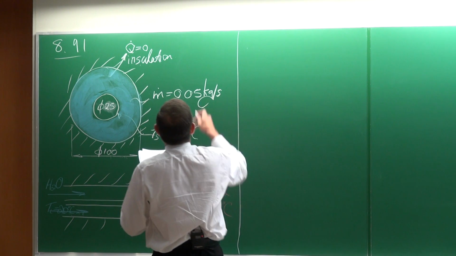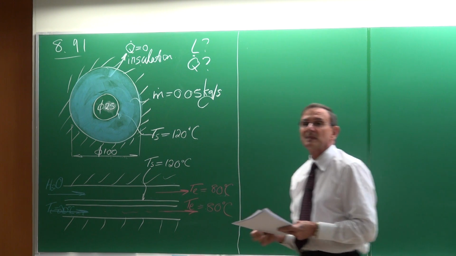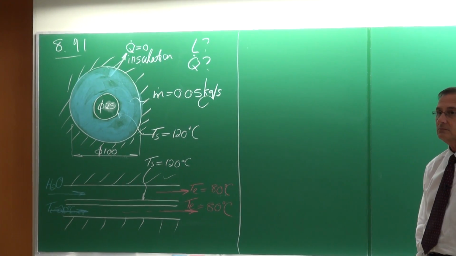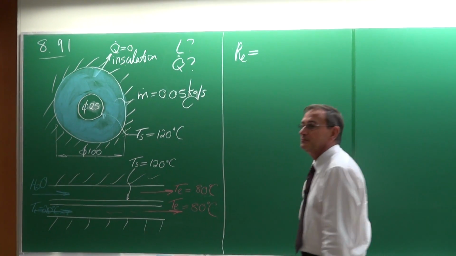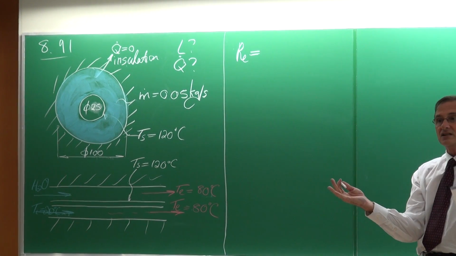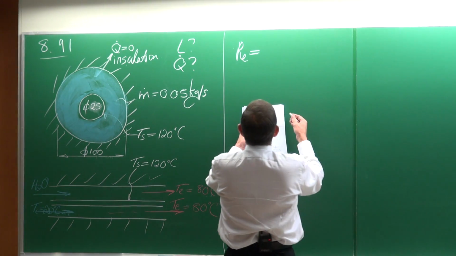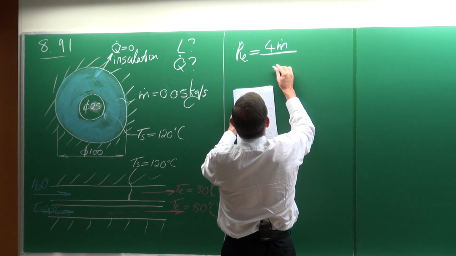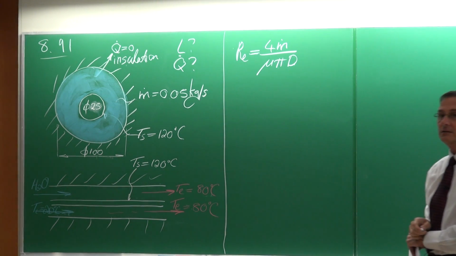And we have to determine the length. That is what they ask in the problem, but let's also determine the heat transfer rate. We've discussed it in many cases. We always need to know if the flow is laminar or turbulent, because that is going to determine the equations that we should use. We can do that by saying that the Reynolds number is equal to 4 times the mass flow rate divided by the viscosity, pi and the diameter.